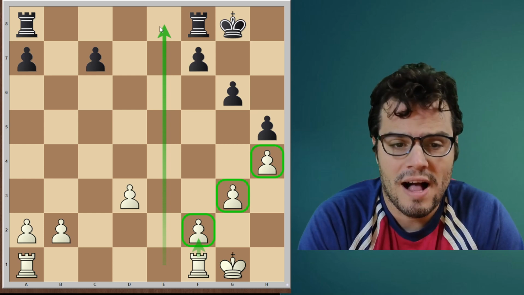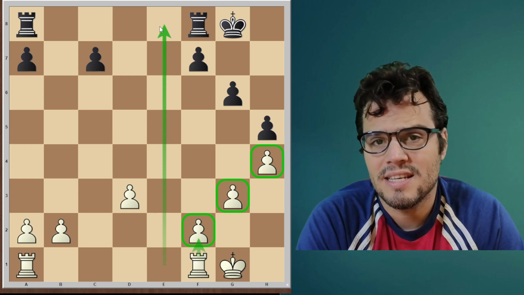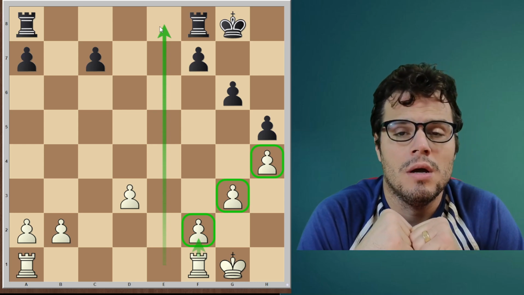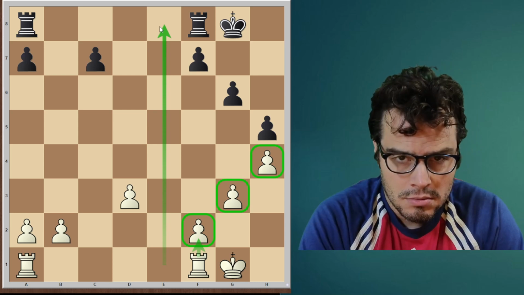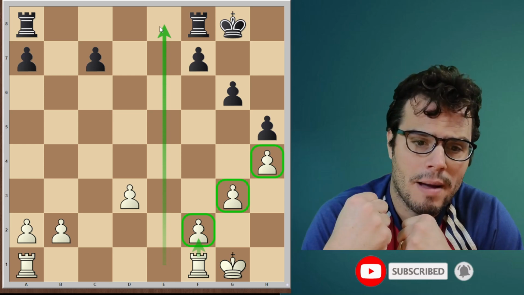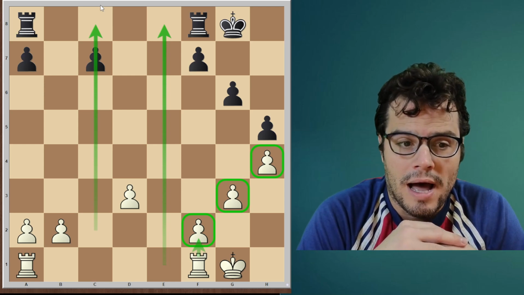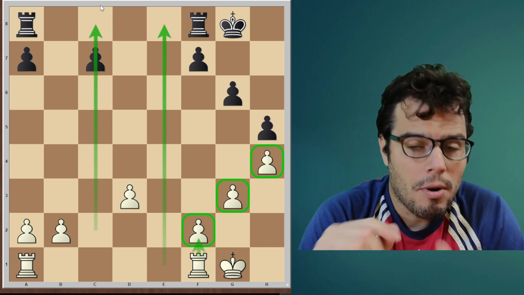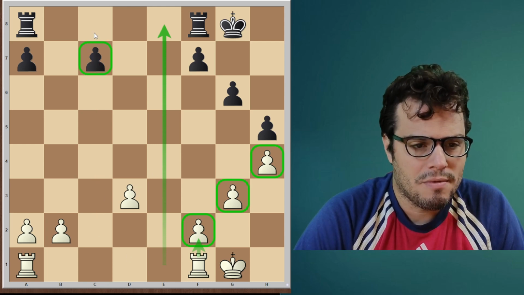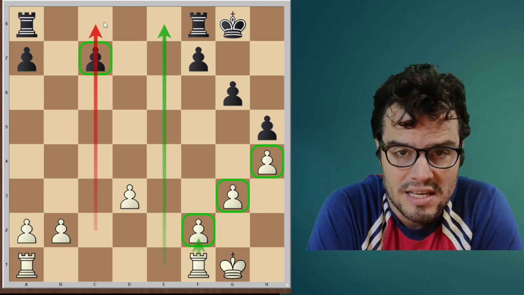So we talked about closed files, and now you know what an open file is. Now we're going to talk about semi-open files. What is a semi-open file? A semi-open file is a file that has none of your pawns, but it has a pawn of your opponent's. So let's figure out which one will be a semi-open file. I'm looking for a file that has none of my pawns. I only have 2 right now that have none of my pawns. But I'm also looking for the file that has a pawn from my opponent, and that is the C file. So the only semi-open file we have right now is the C file.